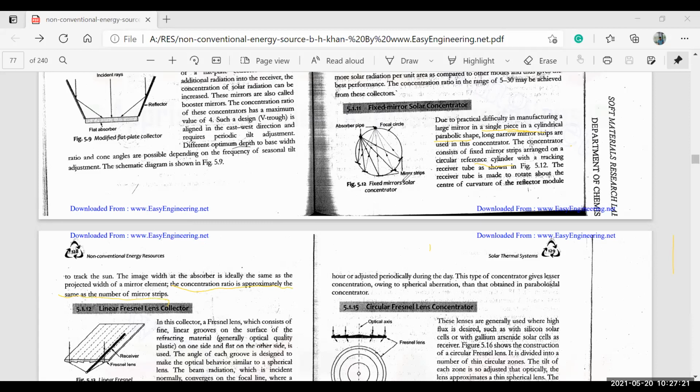So if this is the figure, the concentration ratio would be 5, because the number of mirror stripes is 1, 2, 3, 4, and 5, right? So it will be 5 for this case.